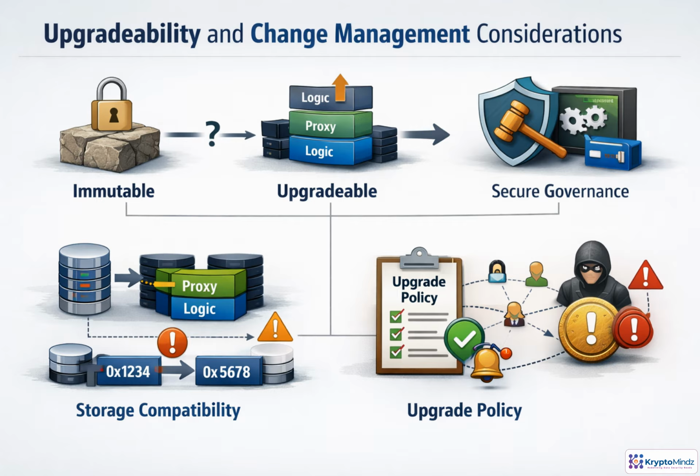Upgradability is a trade-off, not a default. Immutable contracts give users certainty, but defects can be permanent. Proxy patterns keep state stable while routing calls to replaceable logic, which enables fixes. That power needs strong governance, multi-sig approval, time locks, and clear notification. The dangerous detail is storage layout. A bad upgrade can corrupt balances or roles. Define the upgrade policy before deployment, including what may change and who can authorize it.